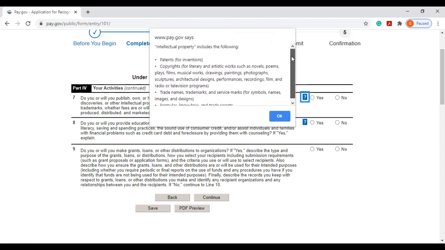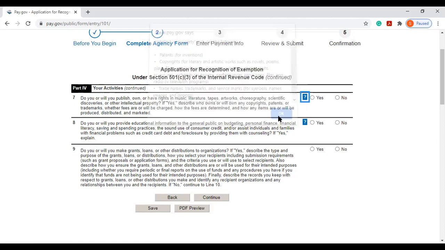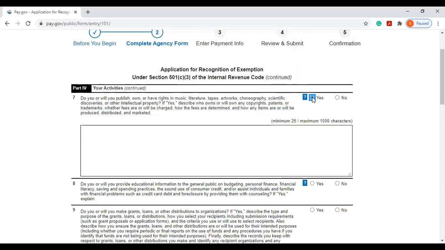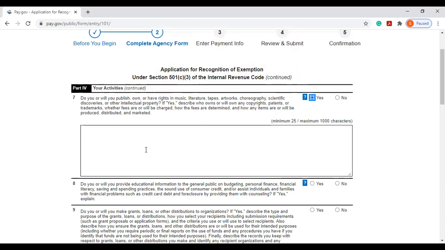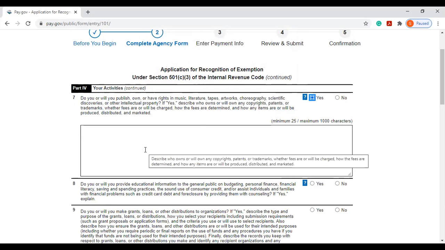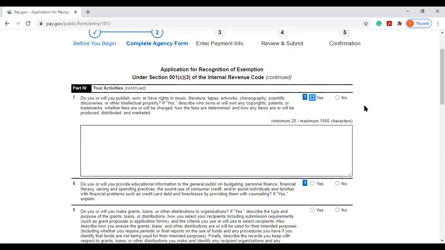right? From here, I clicked on the question mark. And if that's your case, click on yes. And then here, you can explain what's needed. And as I move my mouse around this section, it pops up with what you need to include in this section. But if you don't believe that you're going to have intellectual property, then click on no.